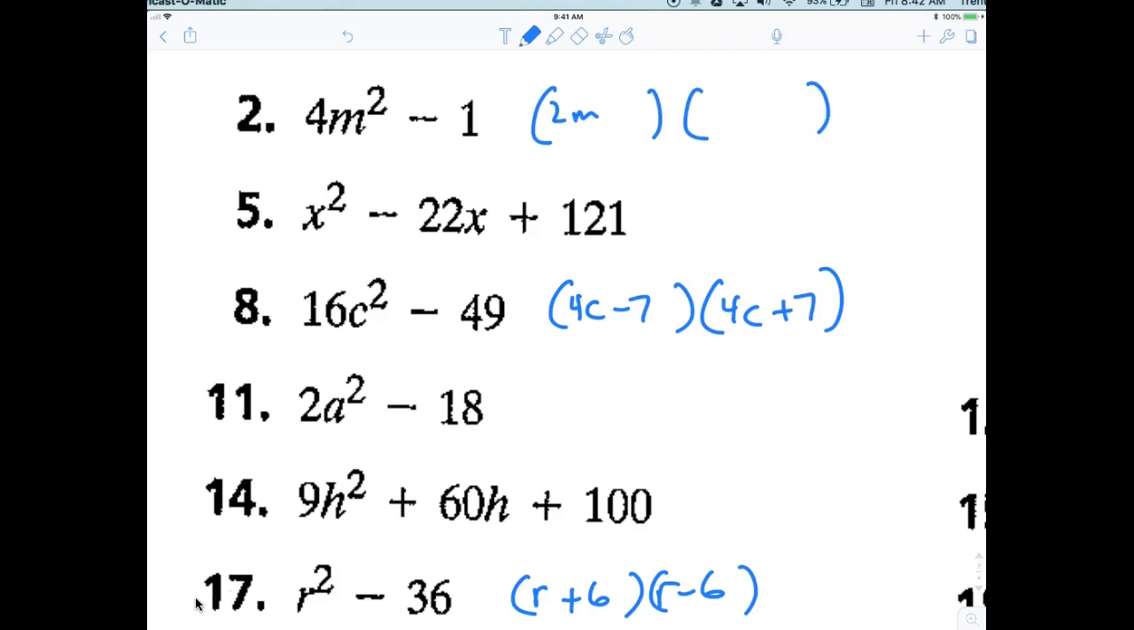2m minus 1 and 2m plus 1. So you understand how I'm telling you it should be easy, right? It's just a pattern. I don't get how do you do number 5 and 14? I'm not doing those, because I haven't shown you yet.